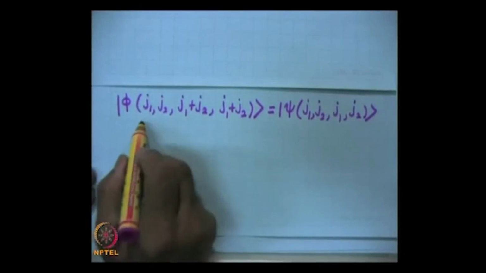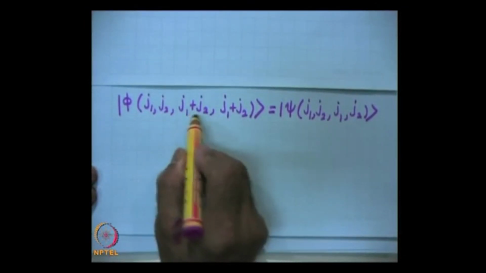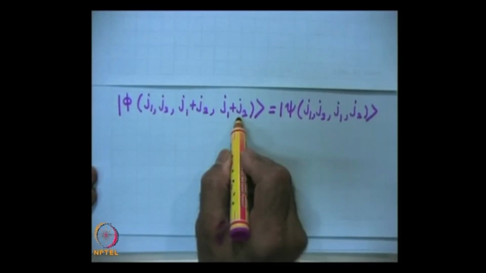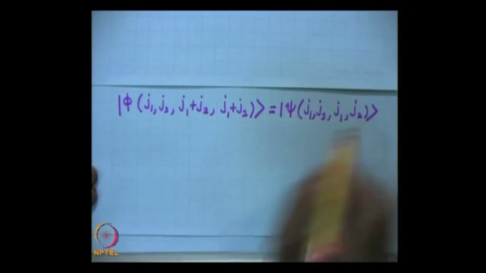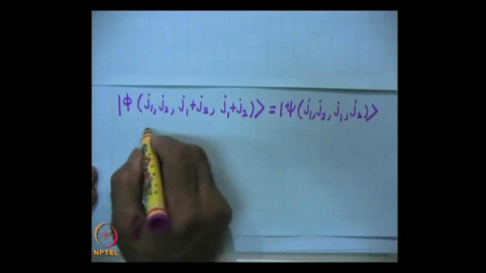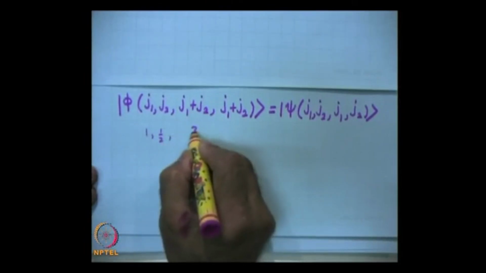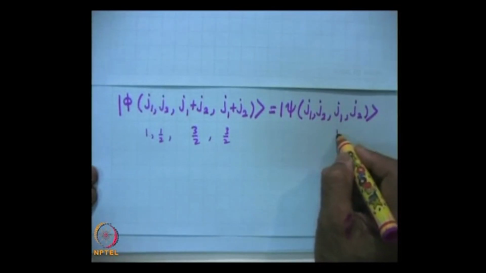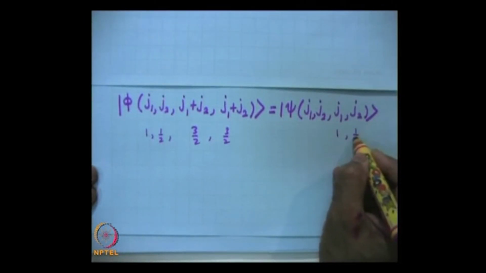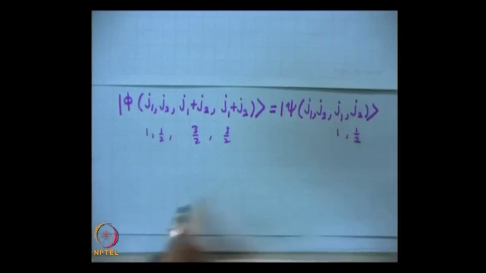So, if J1 is 1 and this is half, then this is 3 by 2, 3 by 2, and this will be 1 and half. So let us suppose J1 is 1. So 1 comma half, this is 3 by 2 comma 3 by 2, and this will become 1 comma half. So 1 plus half is this. So there will be only one function like that.